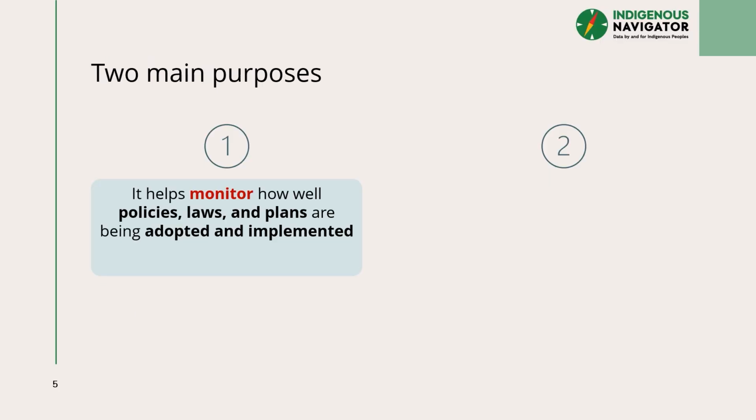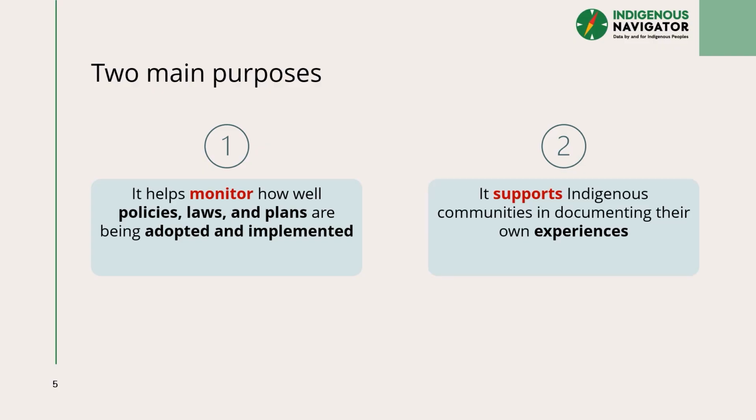The new module has two main purposes. First, it helps monitor how well policies, laws, and plans are being adopted and implemented to ensure that businesses respect the rights of Indigenous peoples. Secondly, it supports Indigenous communities in documenting their own experiences, especially those involving negative human rights and environmental impacts caused by business activities and operations.